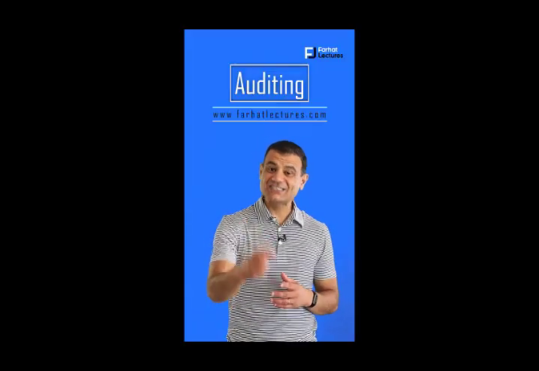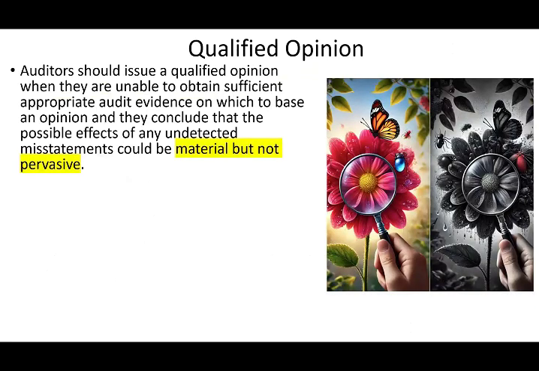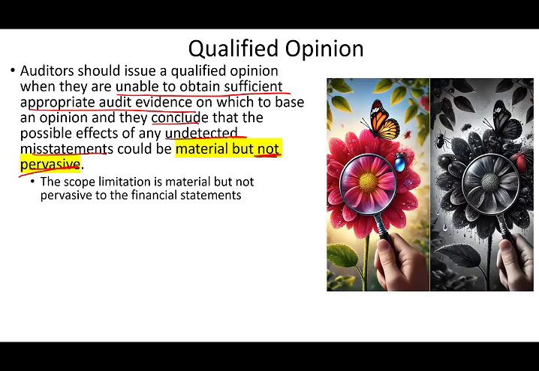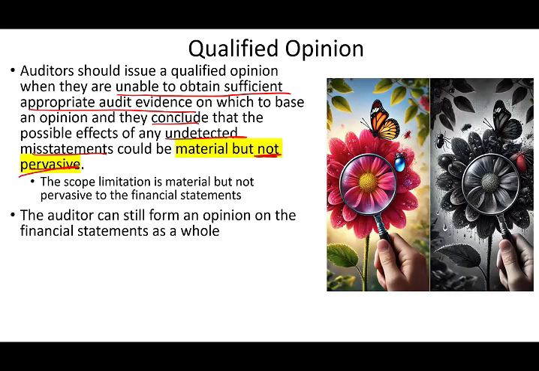For a qualified opinion, an auditor issues a qualified opinion when they are unable to obtain sufficient appropriate audit evidence on which to base the opinion, and they conclude that the possible effect of any undetected misstatement could be material, yes, but not pervasive. Simply put, yes, we cannot collect the evidence, and that issue is material. We have a scope limitation, but it's not pervasive. The scope limitation is not pervasive to the whole financial statement. In other words, it's limited to one area.